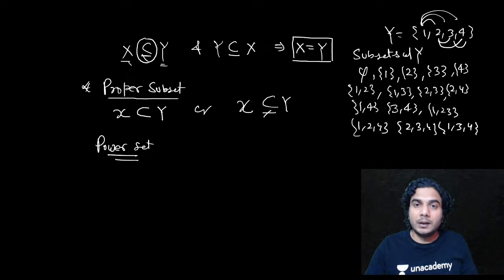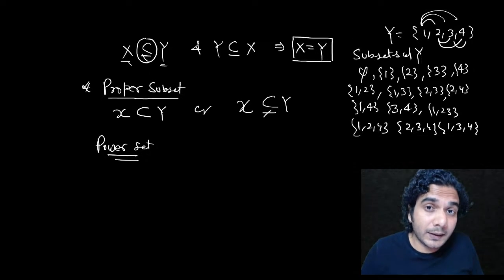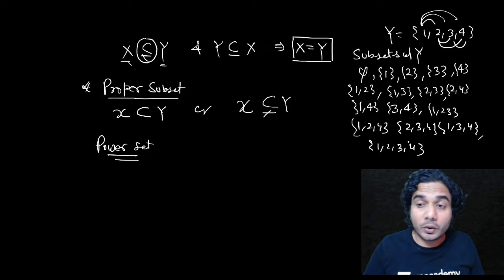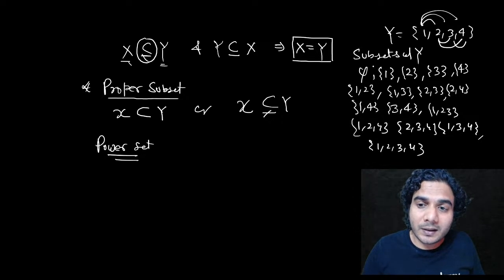Okay, these are 4 subsets having exactly 3 elements. Now you have finally this Y, the subset having all the elements. That means Y only: 1, 2, 3, 4. So total how many subsets have you got?